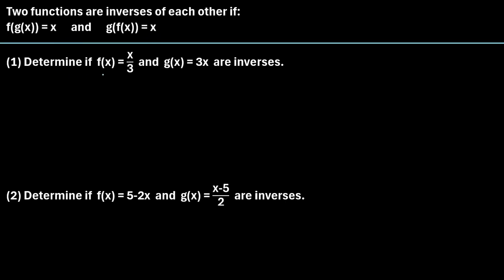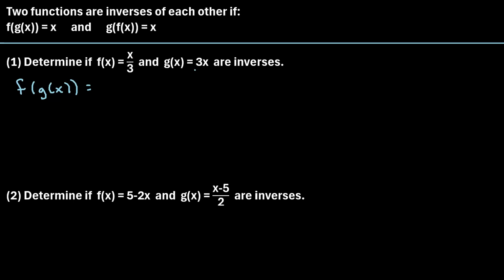This first one says, determine if the function f of x is equal to x over 3 and the function g of x is equal to 3x are inverses. So what we need to do is write out both of these functions and see if we get x as a result for both of them. So let's start with f of g of x. What this says is we're going to write the function f of x, but wherever we see an x, we're actually going to plug in whatever g of x is, in for x.